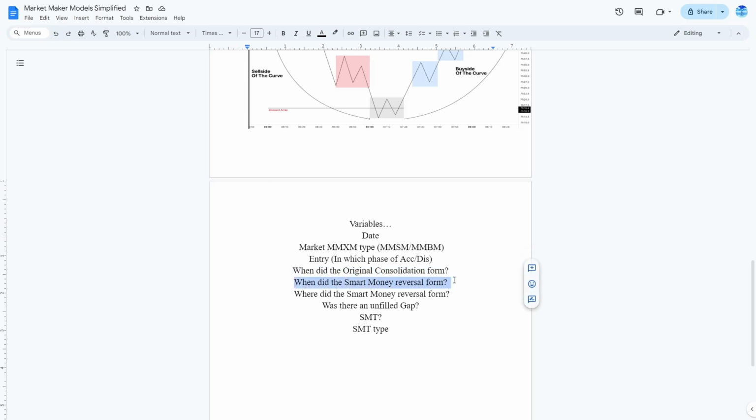We want to go over when did the smart money reversal form, as well as where did the smart money reversal form. Was there an unfilled gap from our smart money reversal or into our smart money reversal? Was there any SMT, and what type of SMT was it?